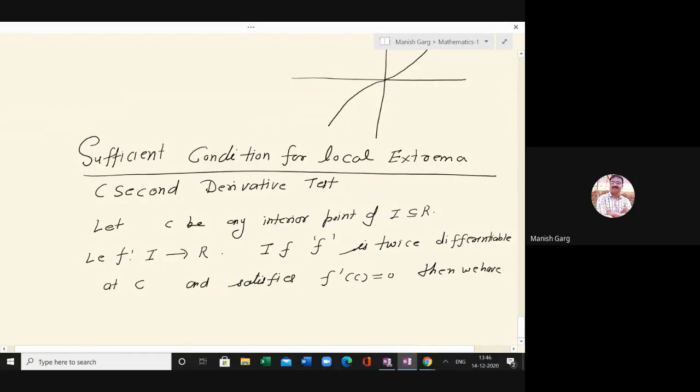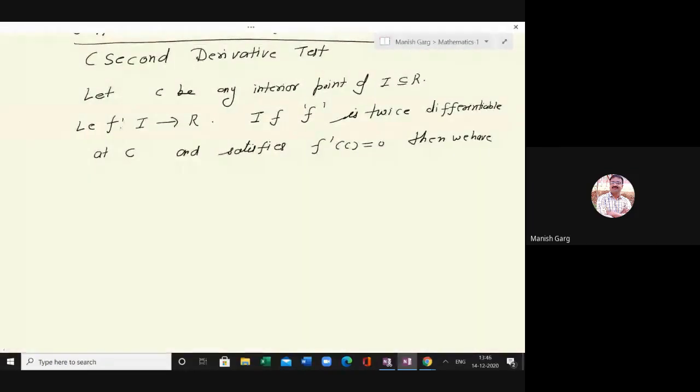See, f dash x will be 0. In the necessary condition, if f dash c is equal to 0, you cannot say anything. But if f dash c is equal to 0 at a point and f is twice differentiable, and one of the following conditions is satisfied, then you can say it has a local maxima or minima. What is the first?